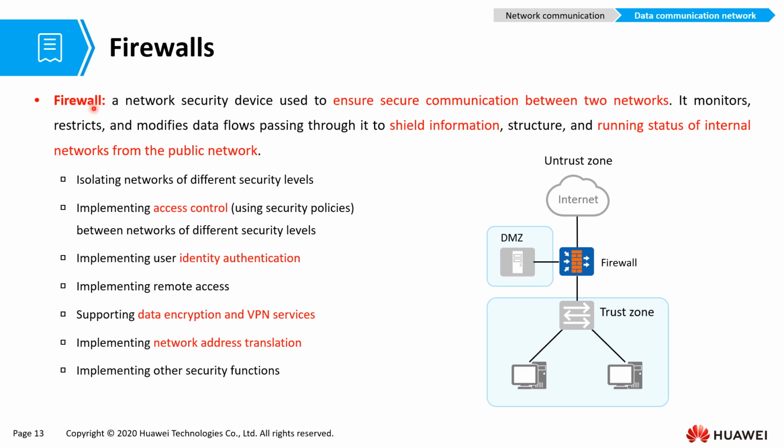Firewalls. A firewall is a network security device used to ensure secure communication between two networks. It monitors, restricts, and modifies data flow passing through it to shield information, structure, and running status of internal networks from the public network. Functions of firewalls: isolating networks of different security levels.